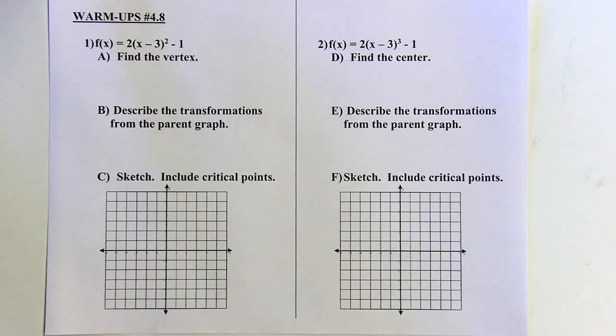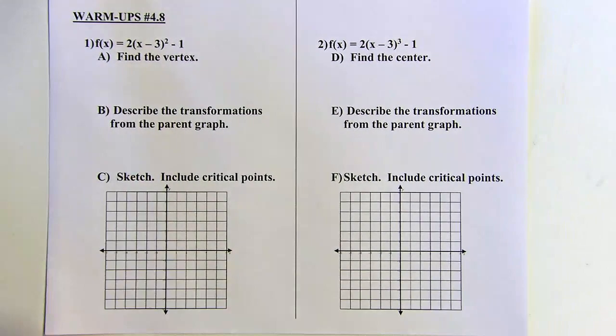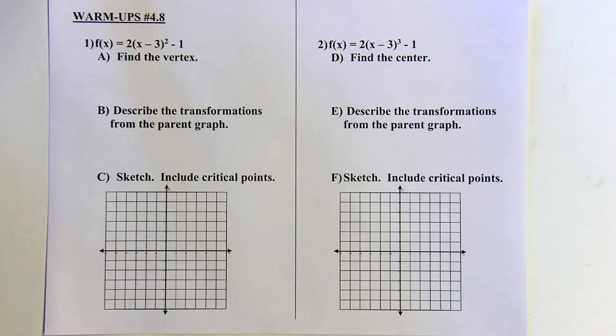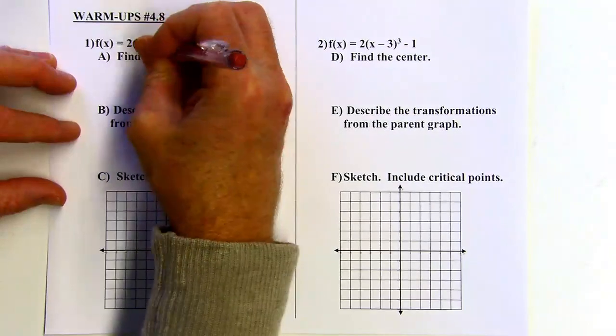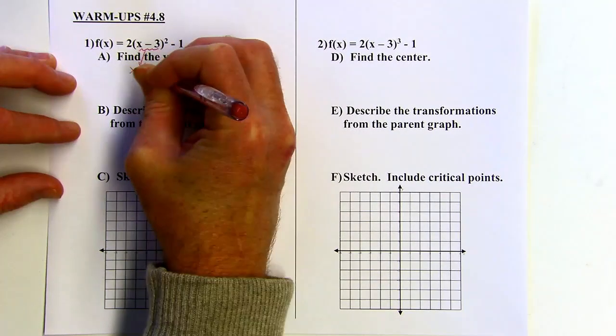Okay, here's warm-up 4.8. I'm going to start off with a parabola. This is a quadratic equation. We're going to find the vertex. So the vertex, you can take the contents of the parentheses and set it equal to 0, and then solve for x.